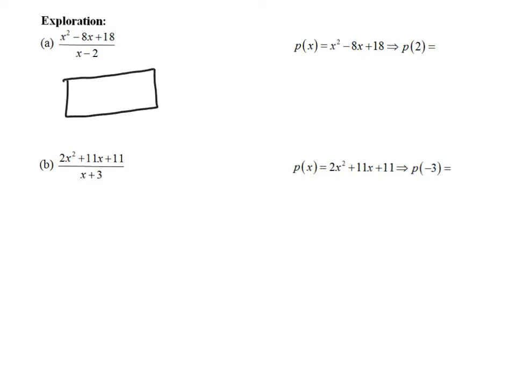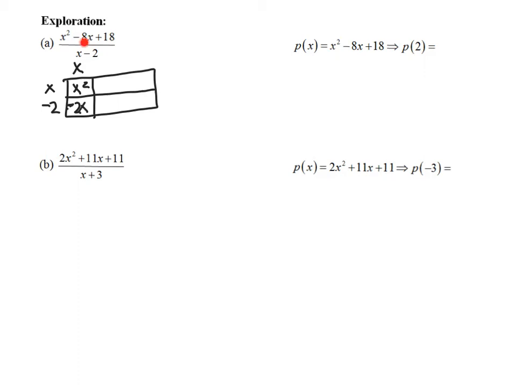So I'm going to say, okay, let's be able to tell if x minus 2 is a factor of x squared minus 8x plus 18. So do the division using the box. So I know that I have to multiply by x. X times x is x squared. X times negative 2 is negative 2x.